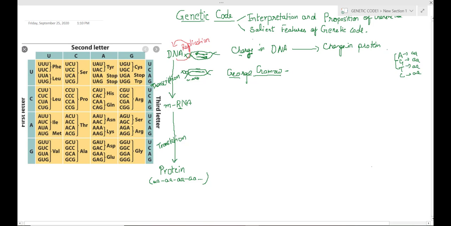He proposed that a combination of three nucleotides must be required for coding one amino acid. That was a very bold proposition at that time.